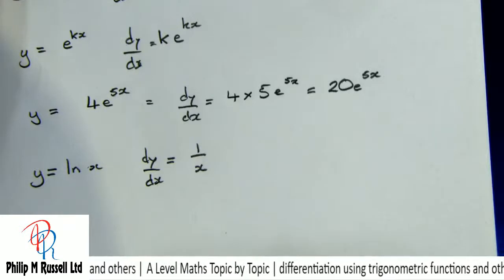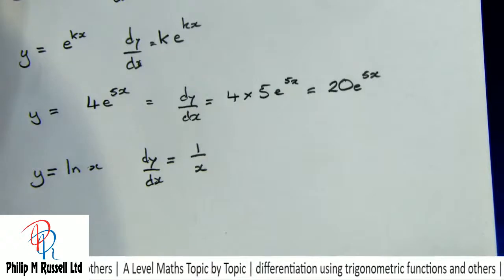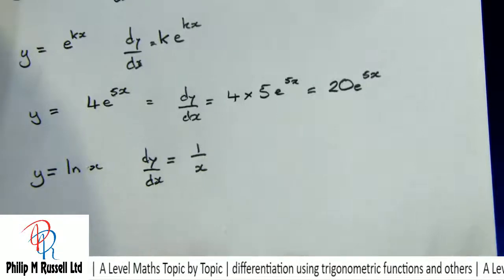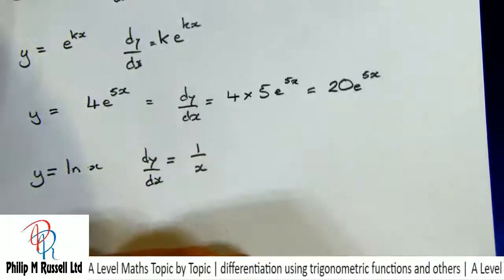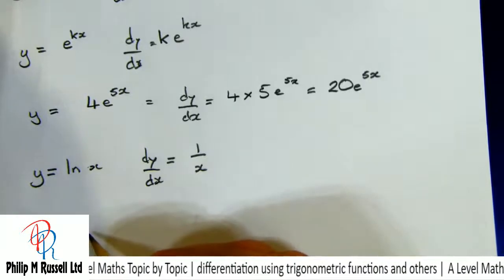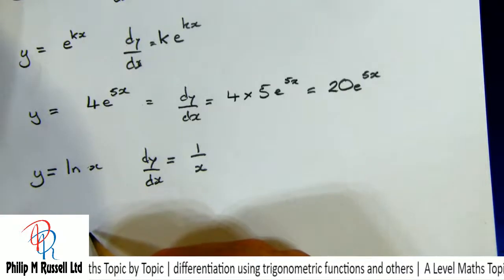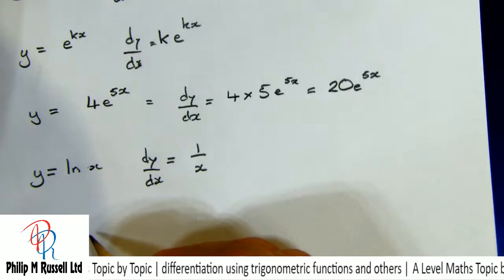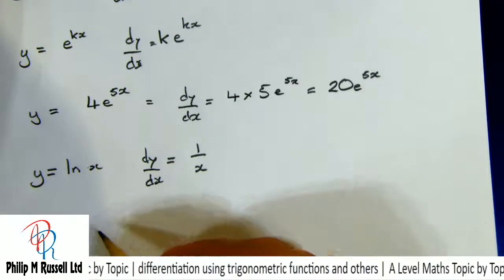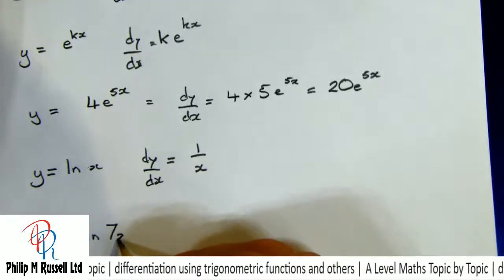So let's see what we can try and do with one of these. Let's take not an example, let's just take some letters to play around with here. Let's go for ln of 7x.